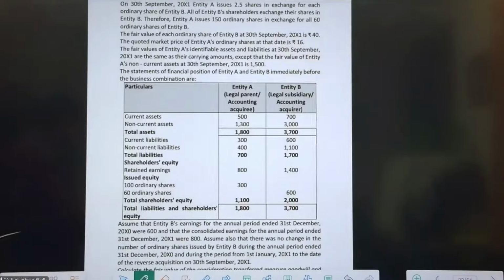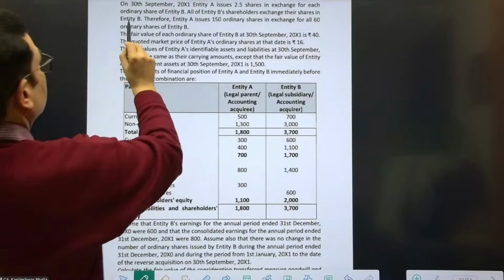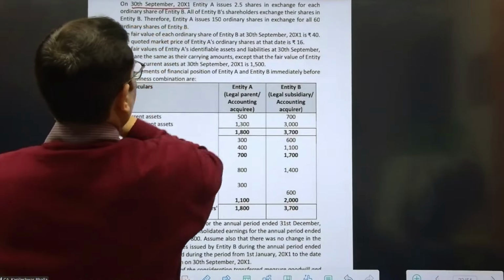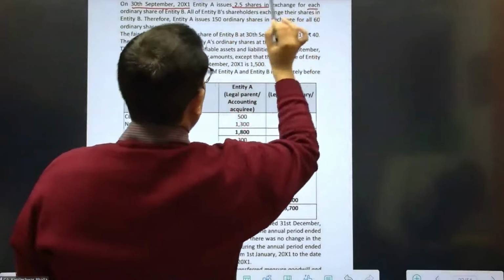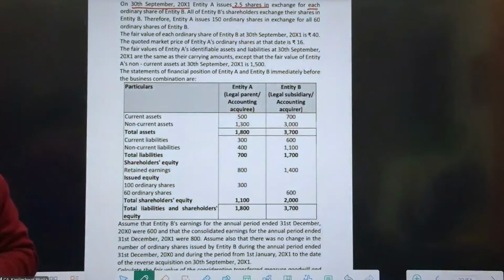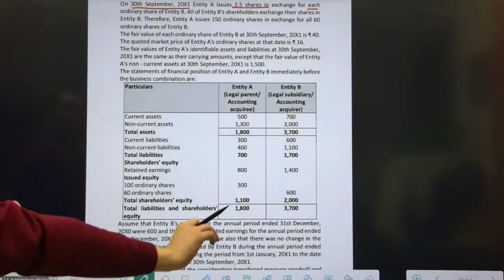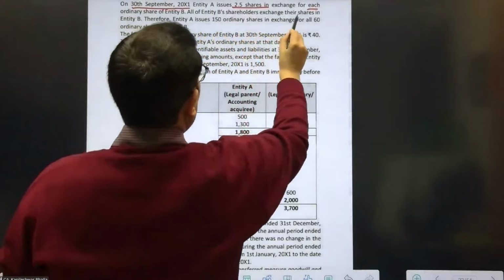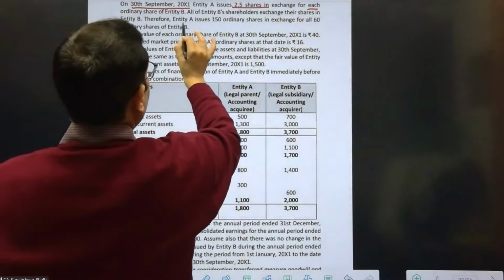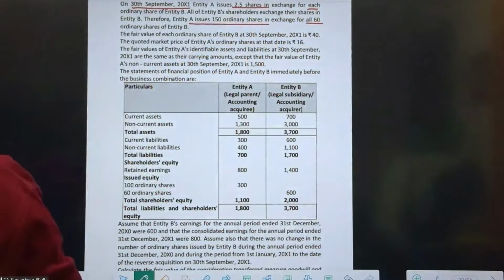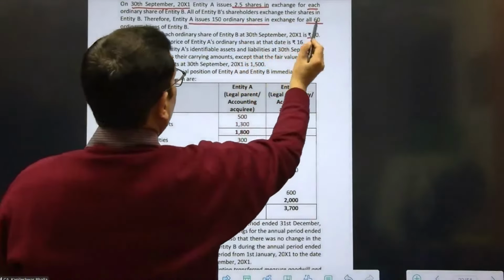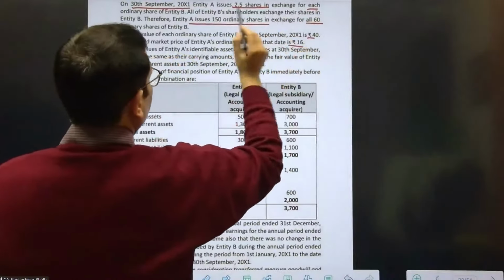Okay, so let's now read the inputs in this case. It says on 30th September X1, entity A issues 2.5 shares for each ordinary share of B. So we're issuing 2.5 shares for each ordinary share of B. That is the exchange ratio which is given. Then it says all the entity B shareholders exchange the shares in B. Therefore, A issues 150 shares for all 60 shares of B. The fair value of each ordinary share of B is 40 and the market price of A share is 60.